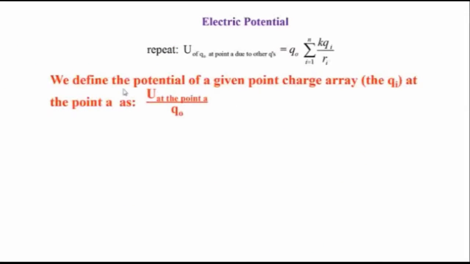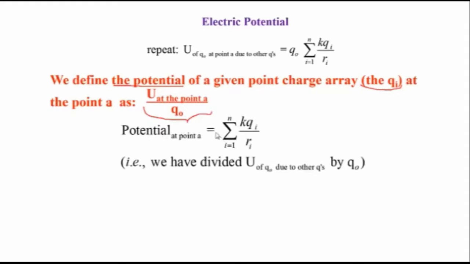So what we're going to do is define the potential of a given point charge array, so that these are all the Q sub i's at the point A. And that's going to be the potential at the point A, which is U of Q0 divided by Q0. So that way we get rid of the Q0 dependence. You might think of this potential as being the potential energy of a point charge that was a unit charge in magnitude. We take this Q0 away because we've divided by it. We're left with this expression right here. So we've divided the U by the Q0 to get this expression.